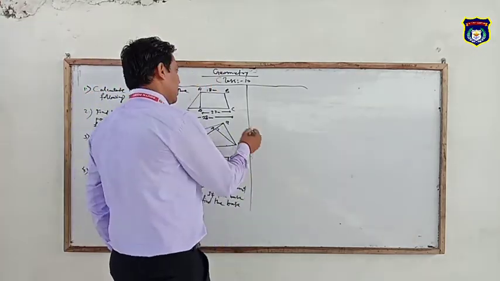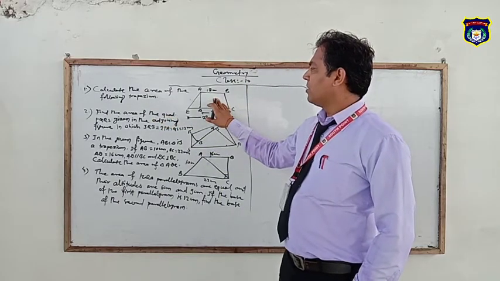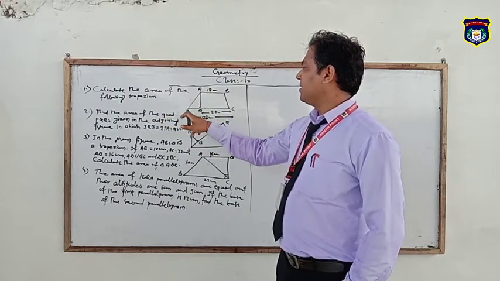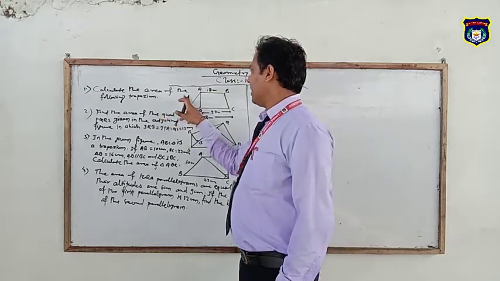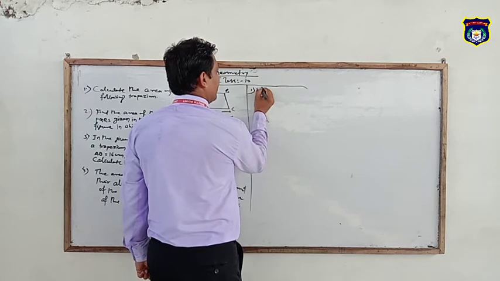Today, we will be discussing some problems related to the theorem of parallelograms. In question number 1, calculate the area of trapezium ABCD. Drawing the trapezium, first of all, we can draw the figure.